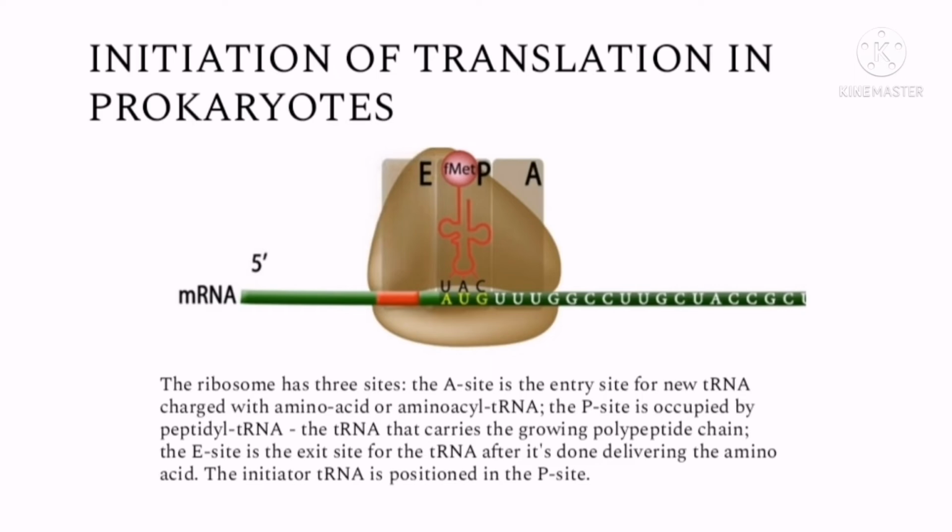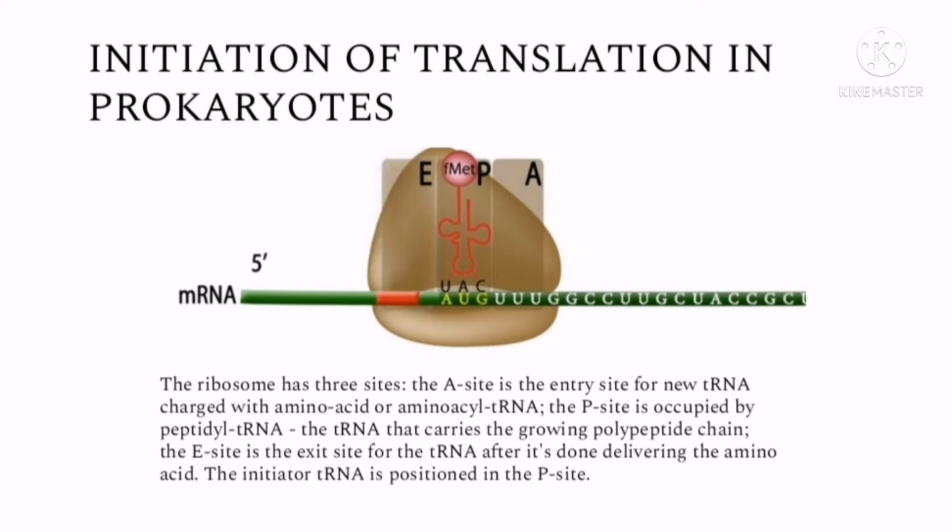Now, the E site, which is the left side of the P site, is the exit site for the tRNA after it's done delivering the amino acid. The initiator tRNA is positioned in the P site.